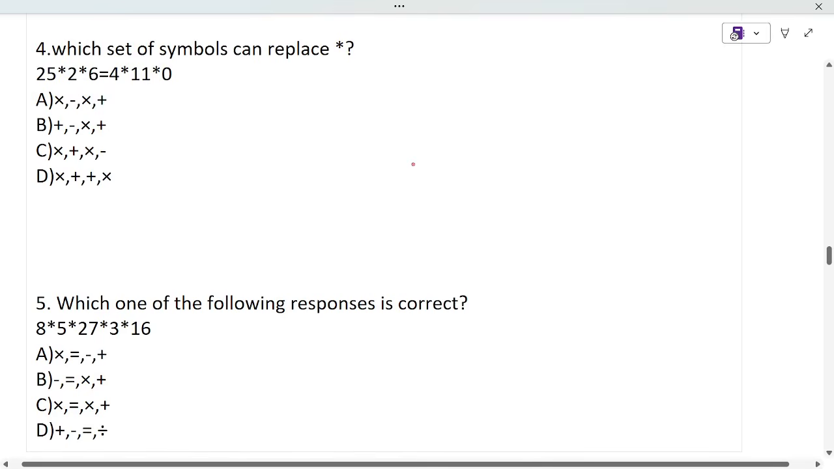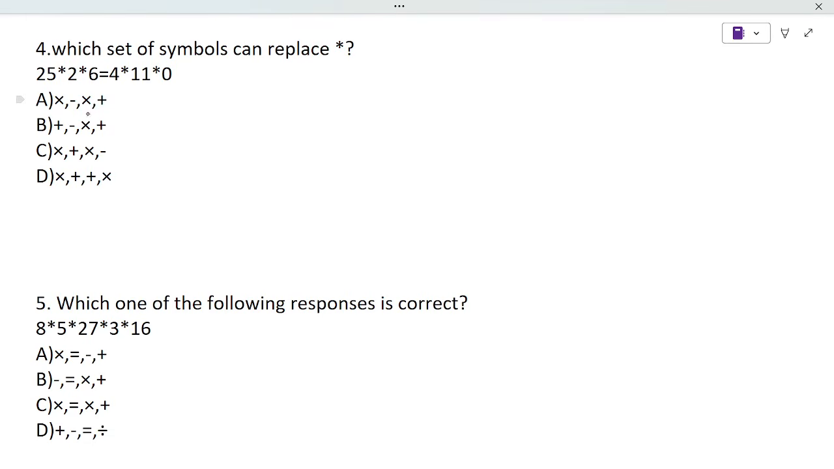Sometimes you will get this type of question also, with a star. We need to put in the options. Let's try A first. 25 times 2 first, because multiplication comes first. Next is minus 6 equal to 4. Next is the sign of multiplication, into 11. Next is plus 0.